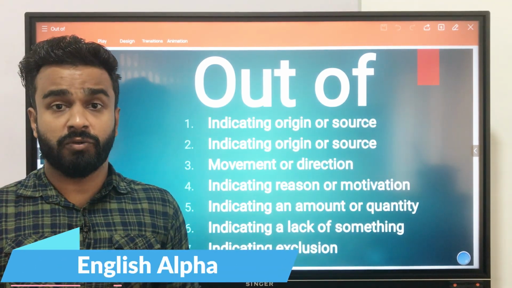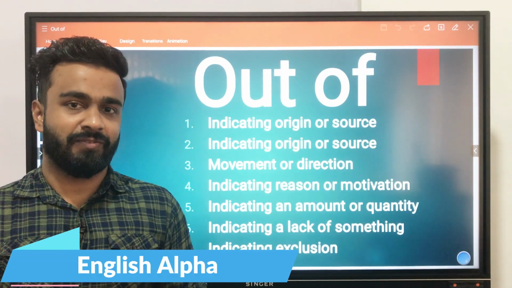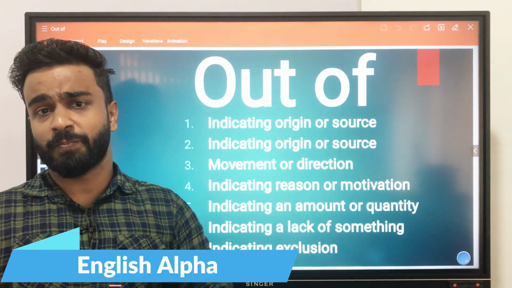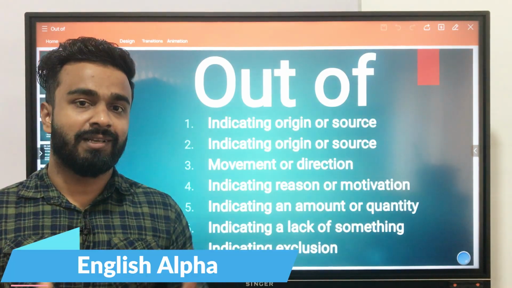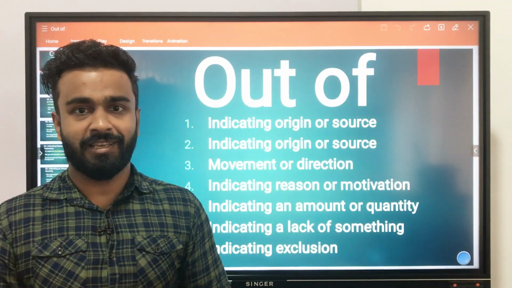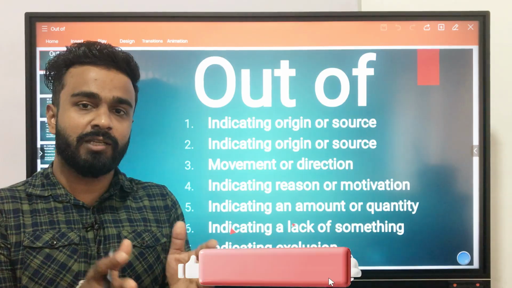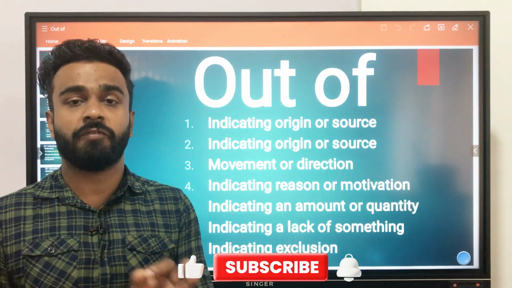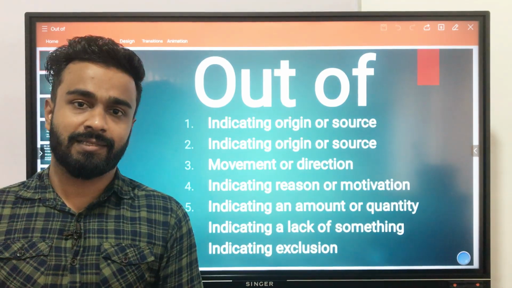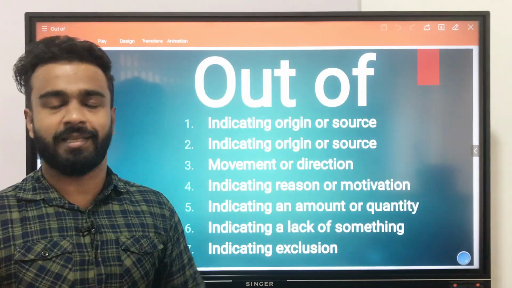Here we are teaching you some of the most important lessons in the English language, right? So if you want to speak better, we have to learn much better. Here today we have brought you an important preposition in the English language: out of. You have to know the usages of a preposition if you want to use it in sentences correctly. There are 7 usages of this preposition, out of.